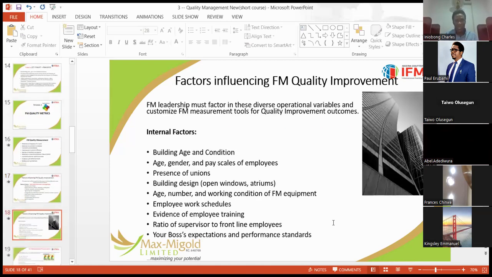Now we also have the internal factors. These are ones that are within our control. For example, building age and condition. The building age and condition will affect your deliverable, will affect your work. For example, you want to maintain a generator that is already 20 years old. You'll be sure that you'll be having repeated breakdown of the generator. So the condition of the facility is an internal factor that affects quality delivery.